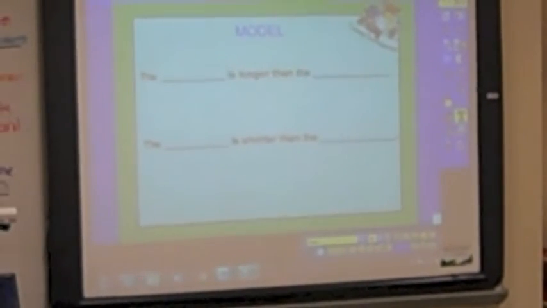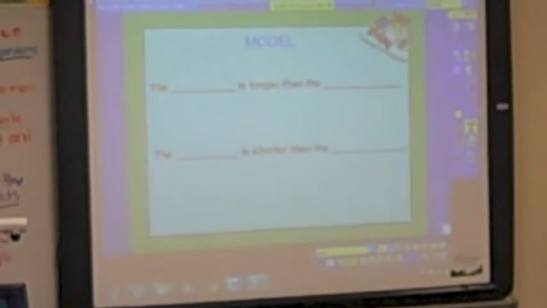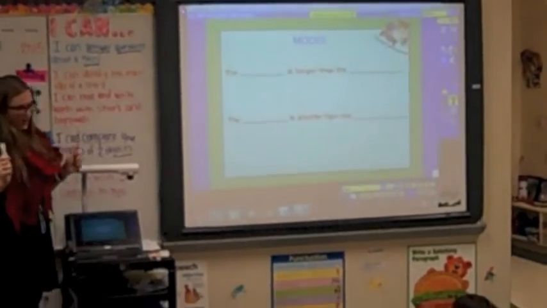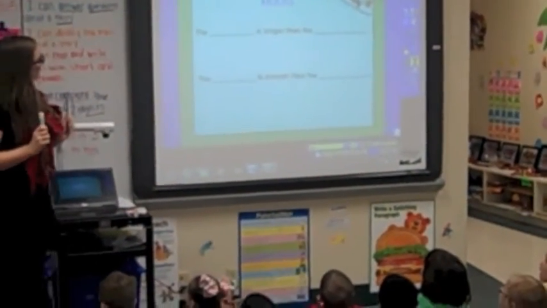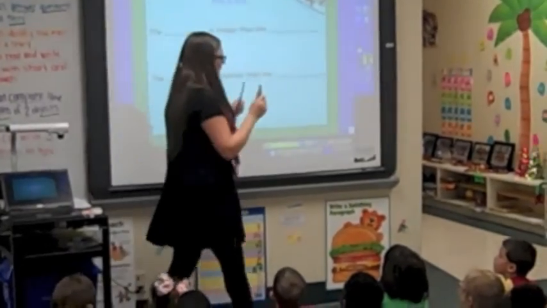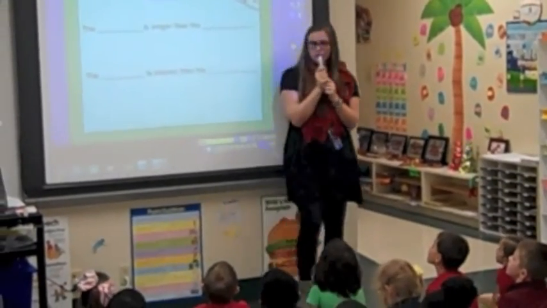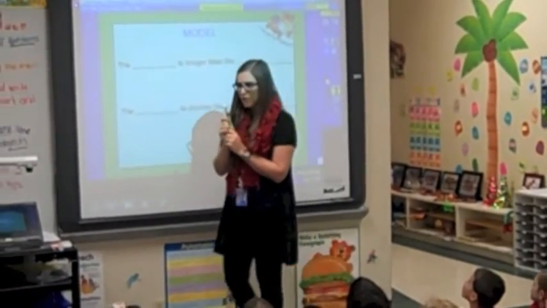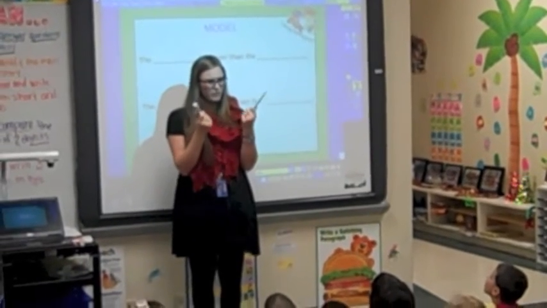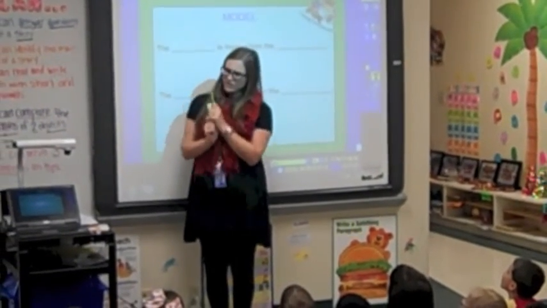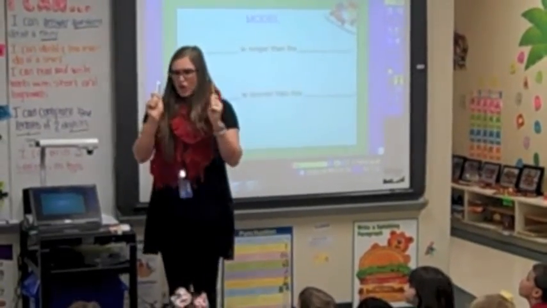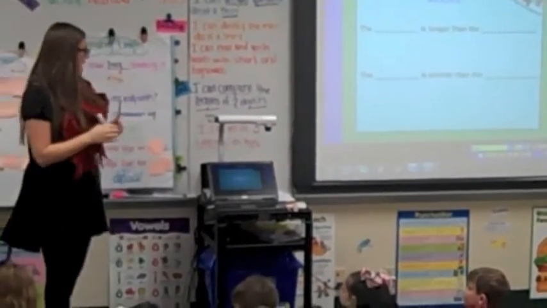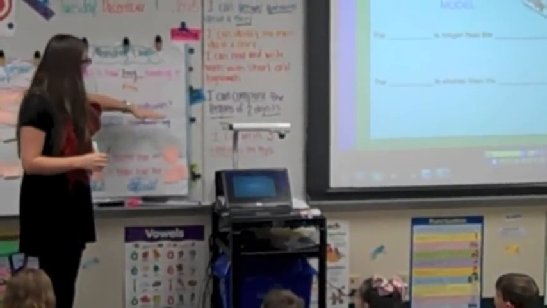So I want everyone to look up here. I have a marker and a pencil. And it says for my model, the blank is longer than the blank is shorter than the blank. Well, looking right here, my marker's longer. My marker is longer than the pencil. But when I do this, the pencil's longer. So the most important criteria that you are going to learn today says, did I line up my end points?